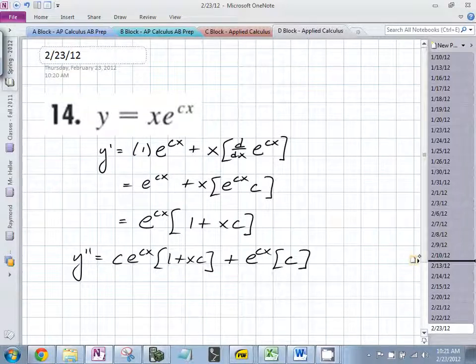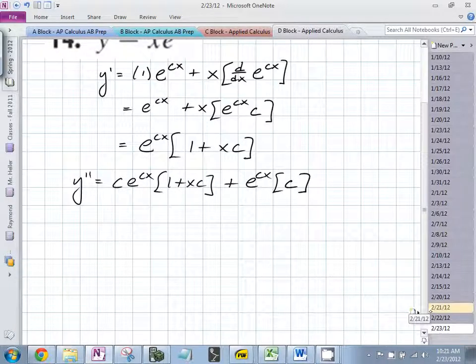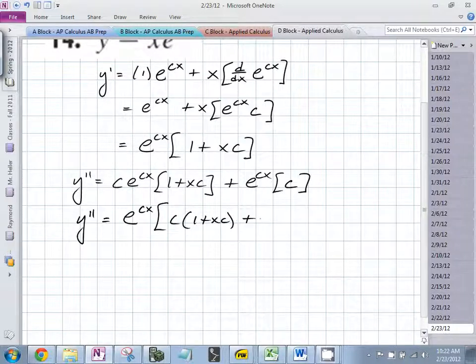Could you clean that up a little bit? Yeah. Y double prime is going to be equal to e to the cx times c times 1 plus xc plus c. It doesn't really matter, but you can if you want to.